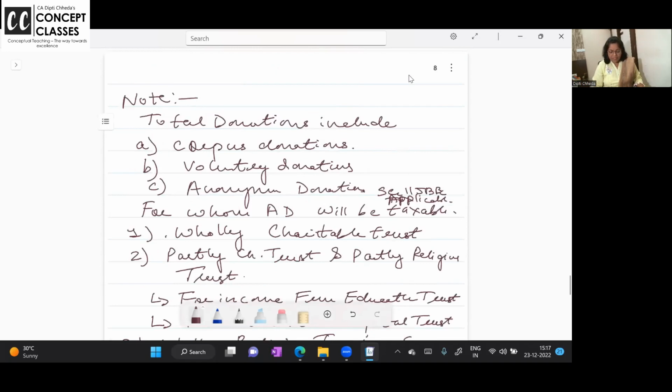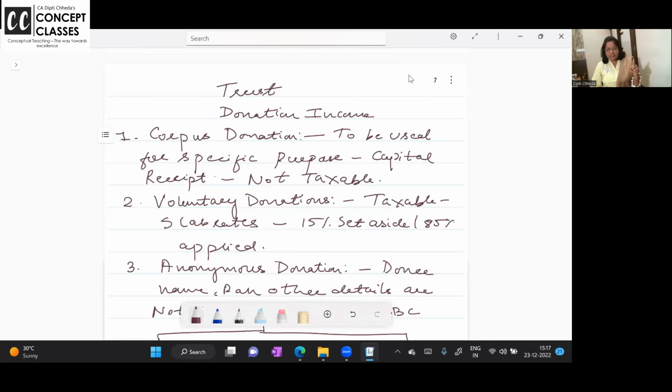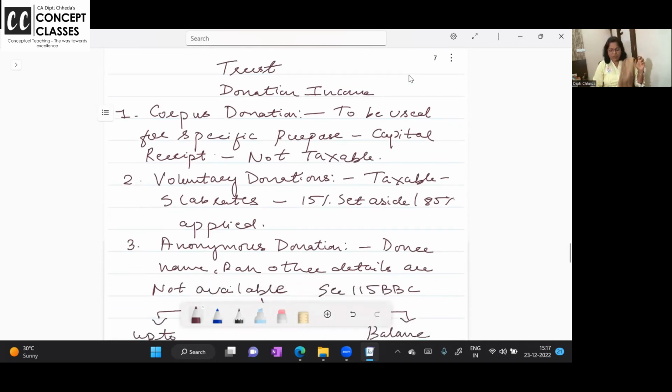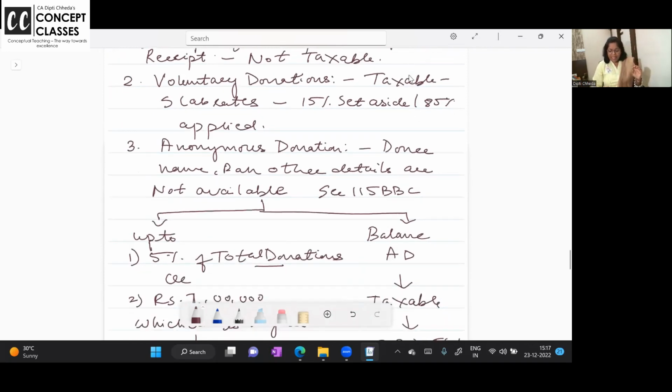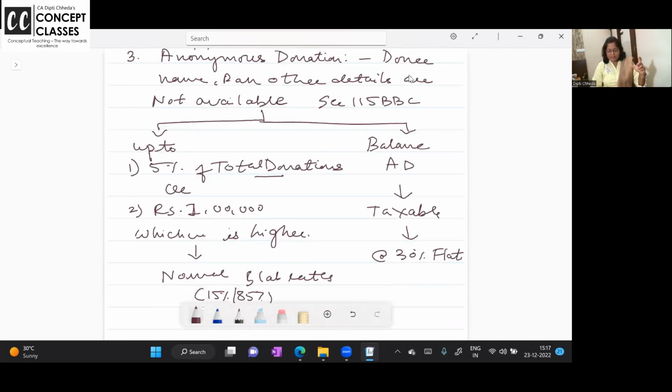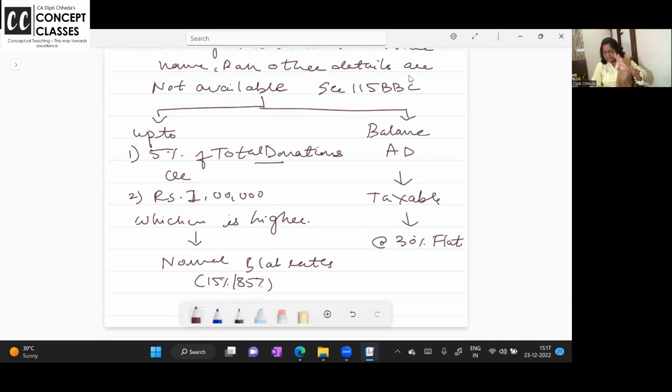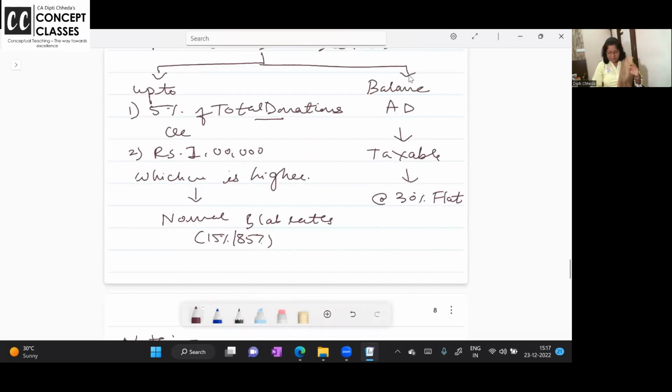Let me check once again this part of the trust. Okay, so what kind of donations is the trust receiving? Corpus donations, they are not taxable, but they are considered for the total donations. Voluntary donations are taxable at routine slab rates, 15 and 85. Anonymous donations up to 5% of total donation or 1 lakh, whichever is higher, this much is taxable at normal slab rates, remaining is taxable at 30%.